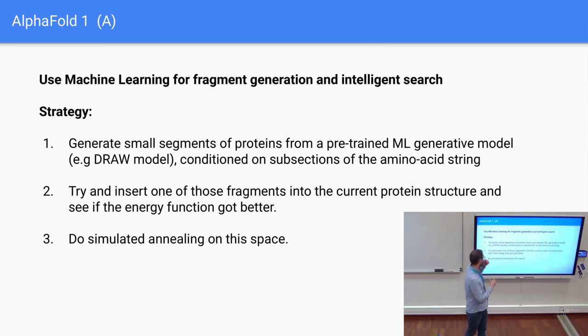In the initial version, we just implemented one of these generative models. Gen AI is very fashionable now, right? But even at that point, there were already a lot of generative models appearing, in particular one called DRAW, which you would train to suggest the shape of small fragments of proteins, subsequences of length, I don't know, 8 to 12 amino acids. You'd say, okay, this is the sequence of amino acids, suggest a likely shape for it. This would have been trained on a data set of a lot of known fragments. Then you would replace that subshape inside the big protein and ask the energy function again whether it was better or not. And then you do this kind of stochastic search, like simulated annealing and so on.